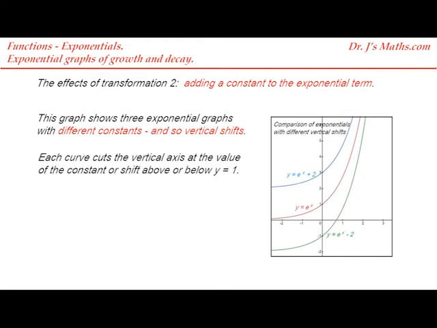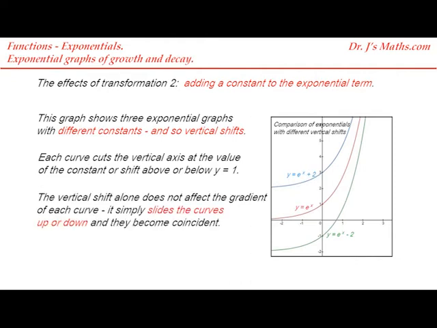Each curve cuts the vertical axis at the value of the constant or shift above or below y equals 1. So y equals 1 is our base. If we have the blue curve plus 2, we cut it at 3. If we have the green curve, which has minus 2 after the exponential, then it comes down to 1 minus 2, which is minus 1. The vertical shift alone does not affect the gradient of each curve. It simply slides the curves up or down until they become coincident.